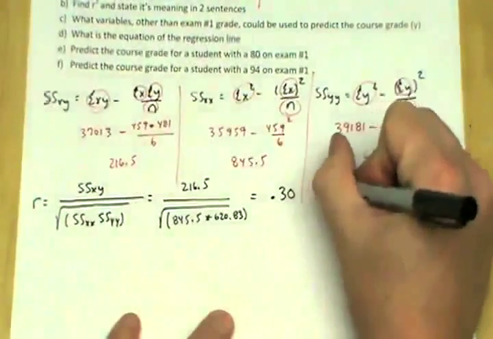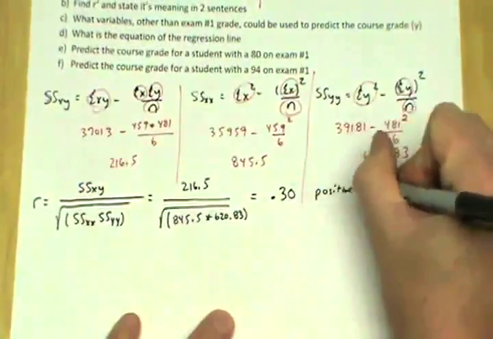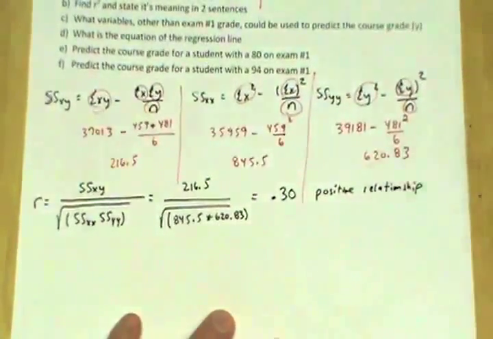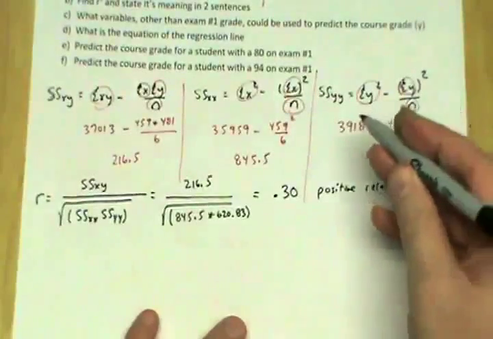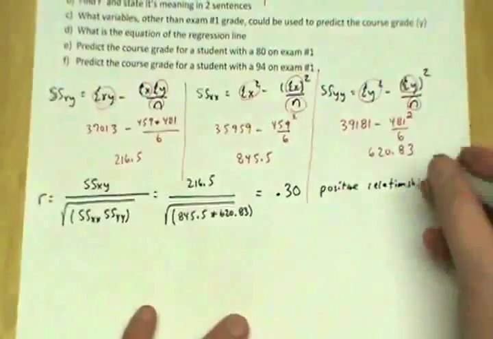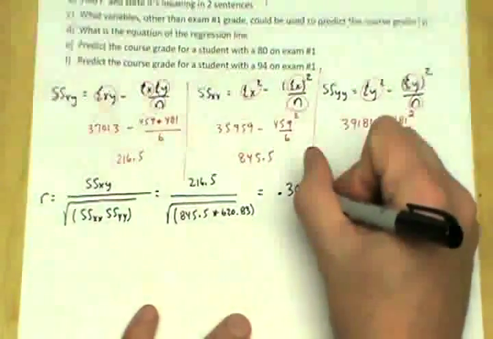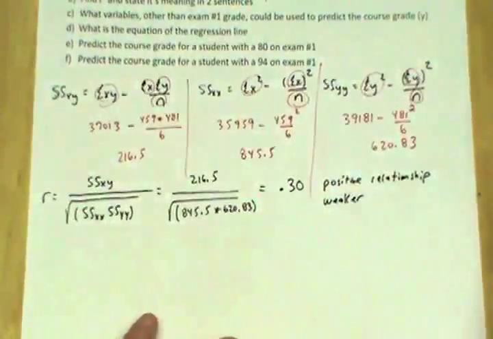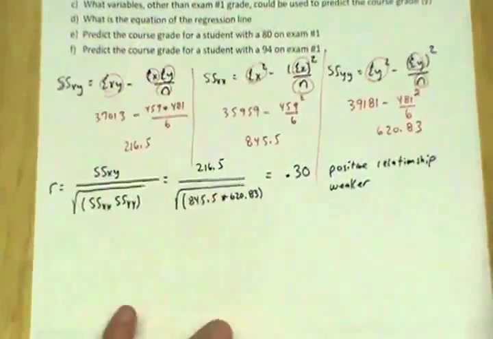So this tells me I have a positive relationship between X, which is exam number 1 grade, and Y, which is course grade. And it's also more of a weaker relationship. 0.30 is closer to 0 than it is to 1, so it's a little bit on the weaker side.